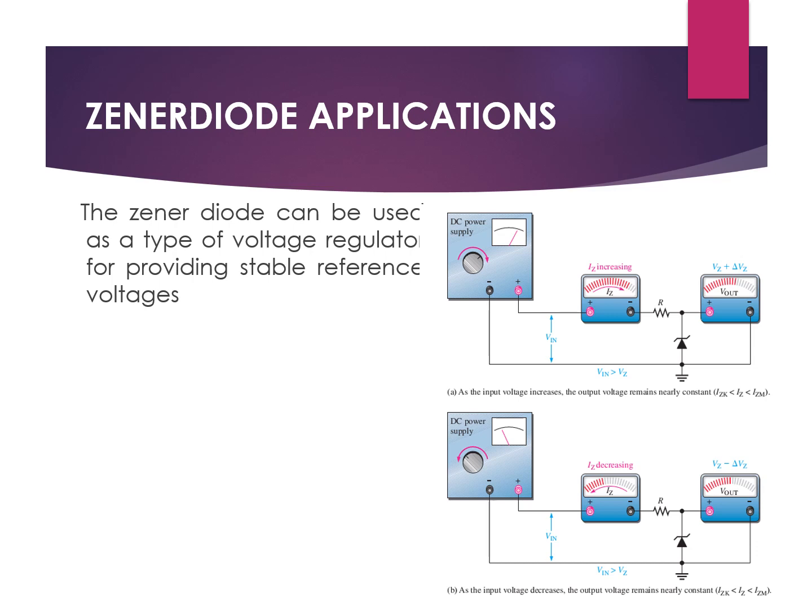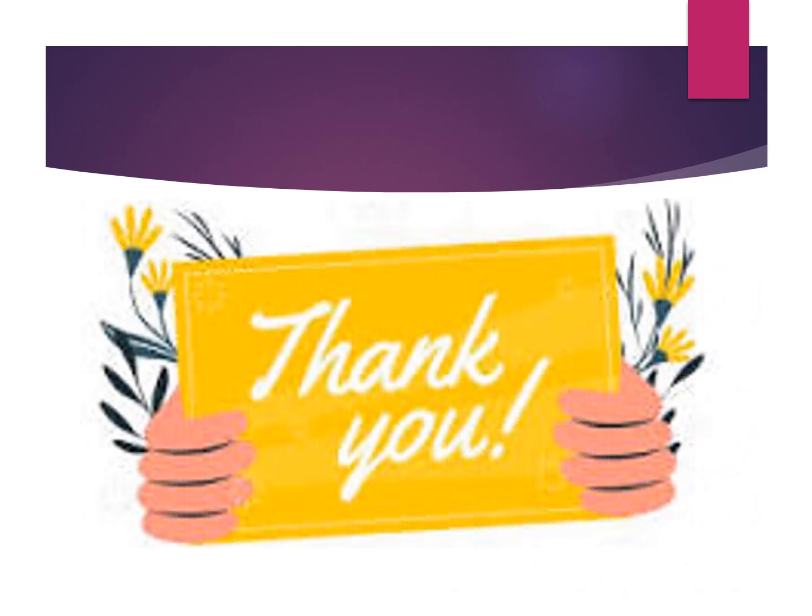Here you can see the first case: the input voltage is increasing, but your Zener voltage remains constant. Second, even though your input voltage is decreasing, your output voltage also remains constant. That is why the major application of the Zener diode is in voltage regulators.